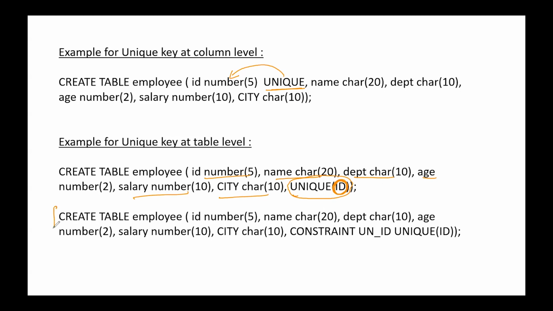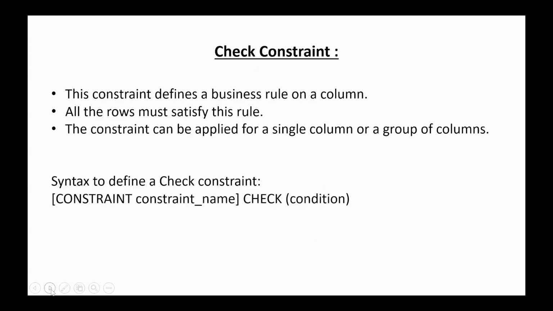Okay. Here is another example you can see. What I have done is I have used a name for that particular unique key. That is, constraint UNID is the name I have given for this particular constraint, and unique ID. So this is optional, but it is required in case you want to drop this particular constraint in the future. Then it is always suggested to give the name. So names are suggested if you want it to be removed in the future. So this is your column level as well as table level declaration of the unique constraint.